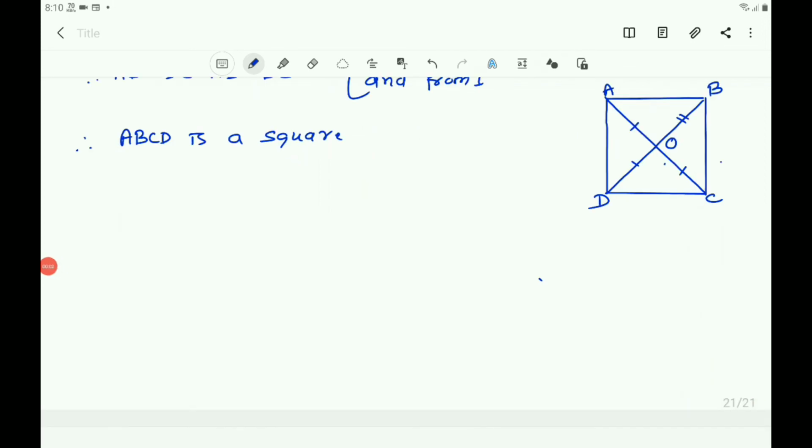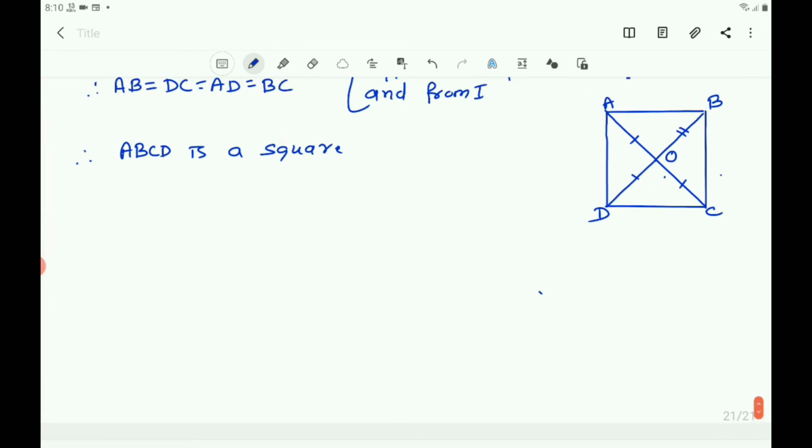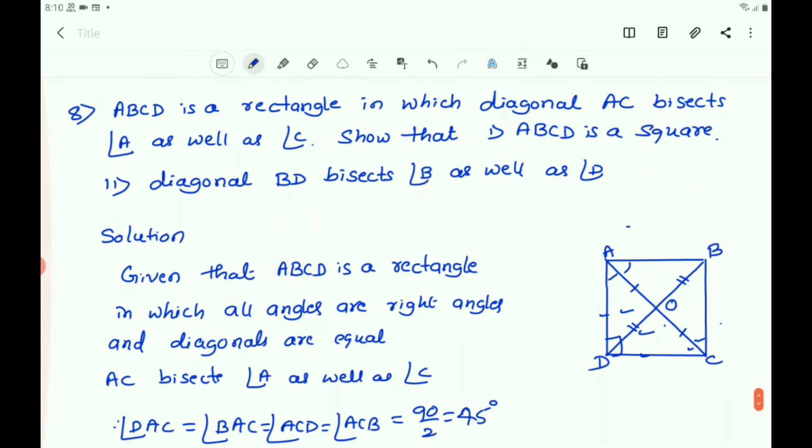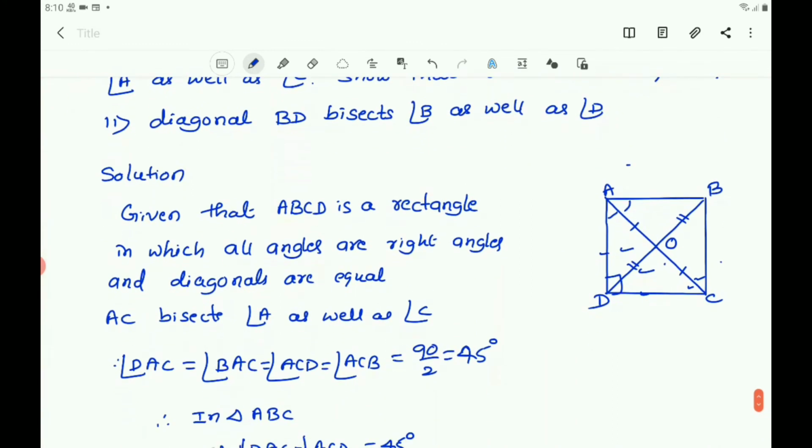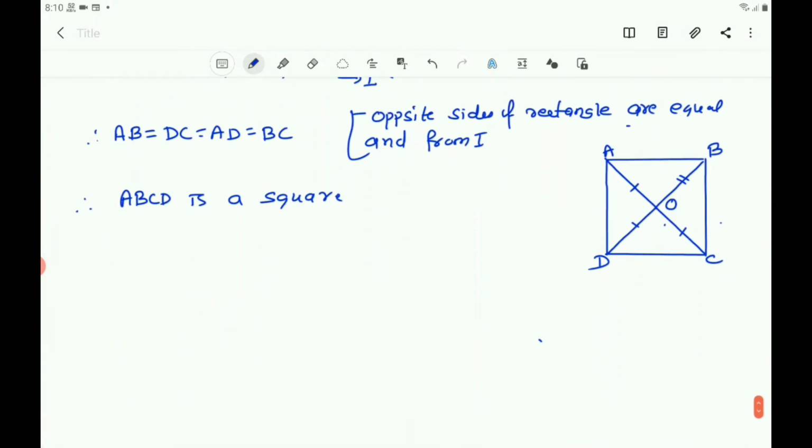In the second part, we have to show that the diagonal bisects angle B as well as angle D. Here, what you have to show? Diagonal BD bisects angle B as well as angle D. Now, here you take triangle AOD and triangle COD and prove that they are congruent. Here also you take triangle AOB and triangle BOC and prove that they are congruent. According to CPCT, these two angles are equal, and they are equal means they are bisected. Angle B and angle D are bisected.